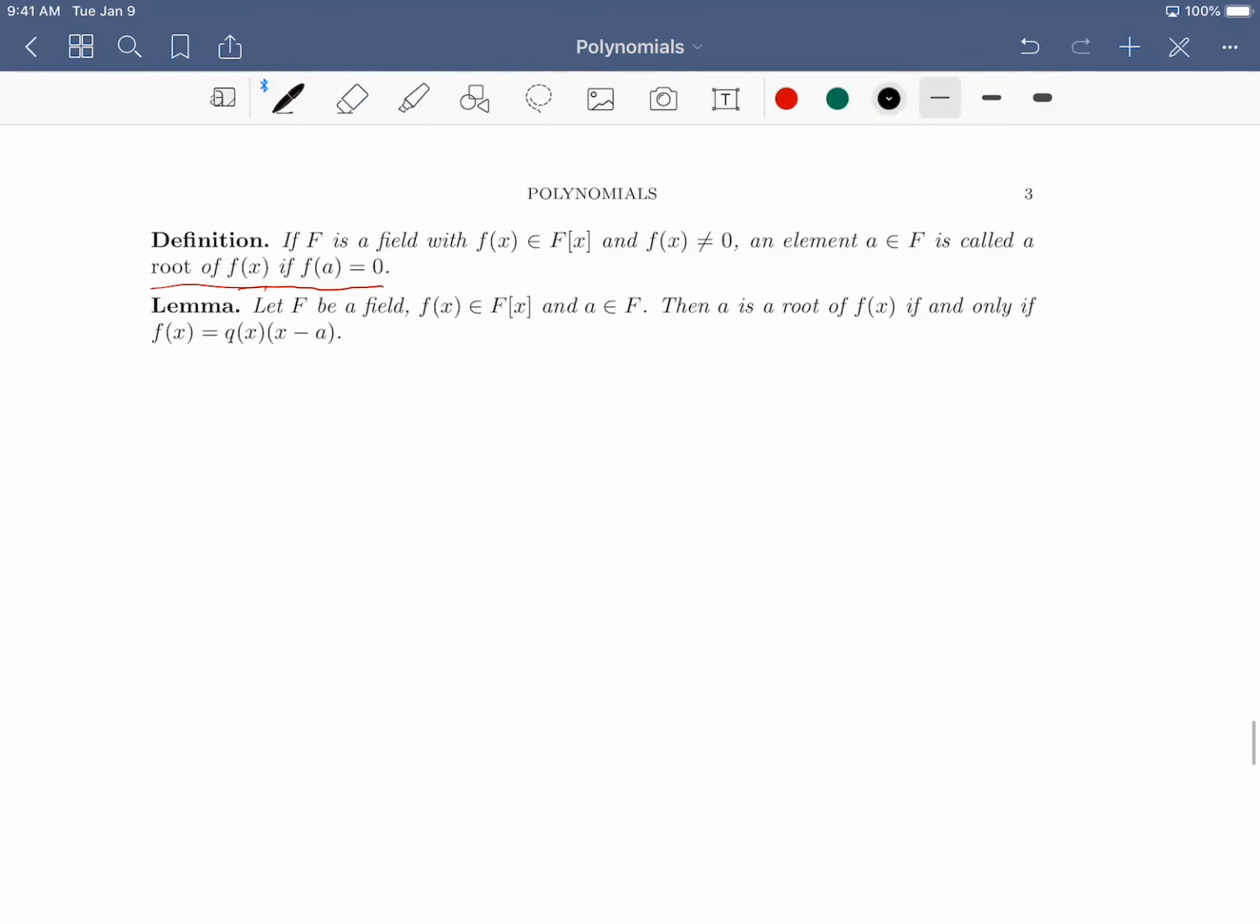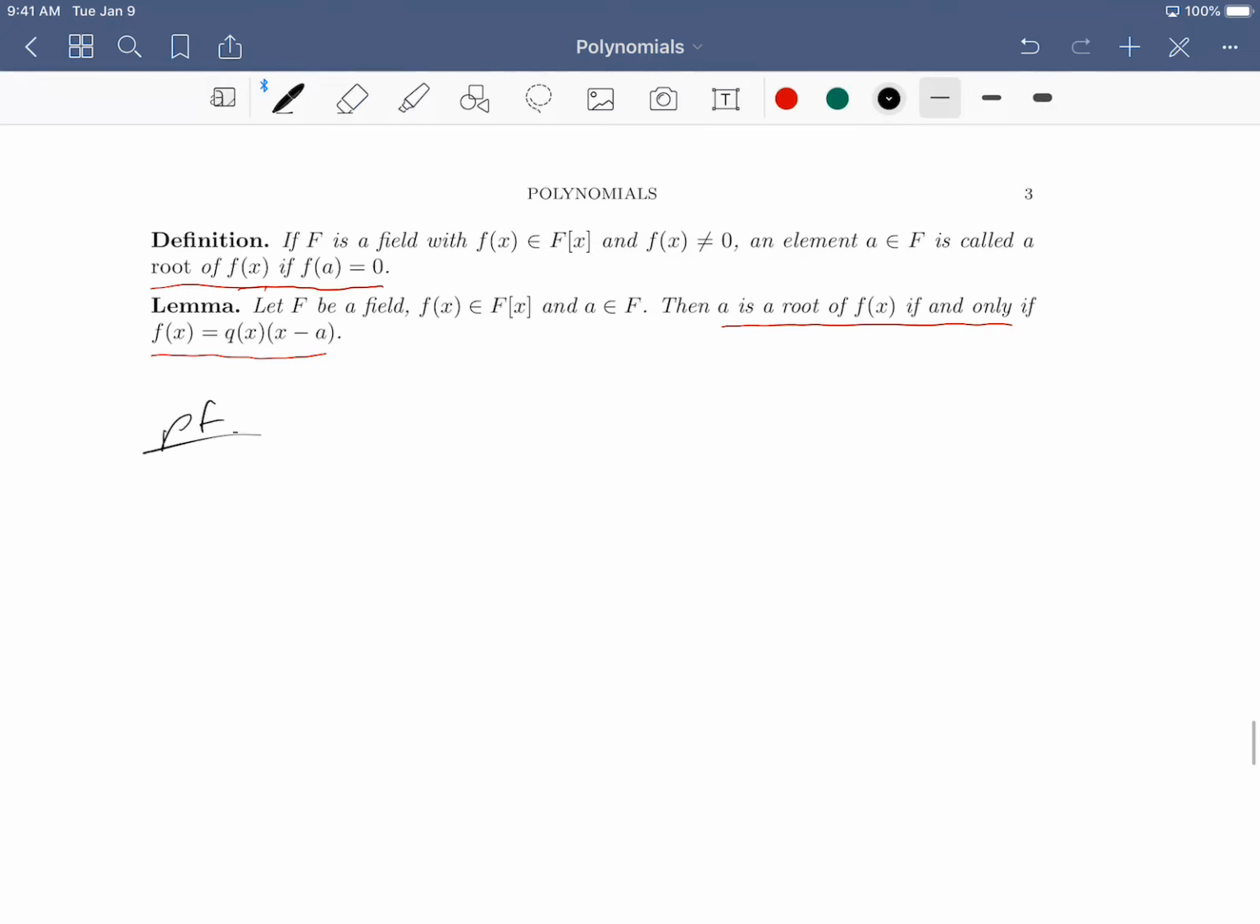And then the lemma has to do with that. Again, this is something you're familiar with. It says that a is a root if and only if f of x is q of x times x minus a, so that the remainder, the r of x function here, is 0. All right, so we're going to prove this. This is an if and only if statement.